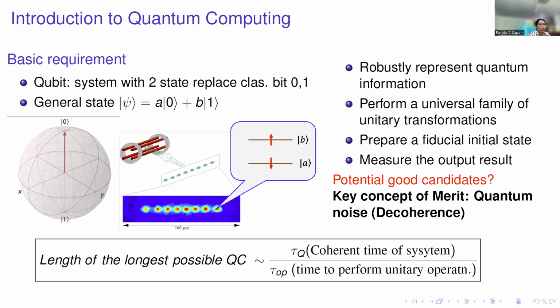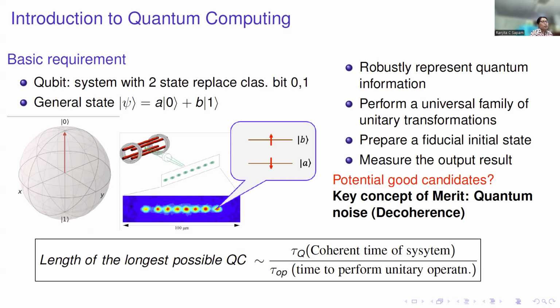So what are we looking for? Let's say I have to choose a quantum system. It can be an ion trap, a superconducting qubit, or quantum dots. What are you looking at in the system? What is the most important thing if you want to implement a quantum computer? The most important thing, the key merit which we are looking for, is the quantum noise. In the language of atomic physicists, it's generally called decoherence. It is related to decoherence.